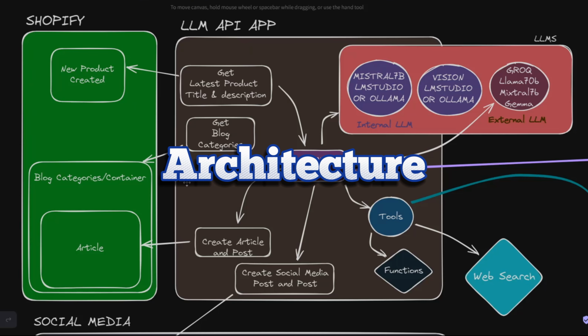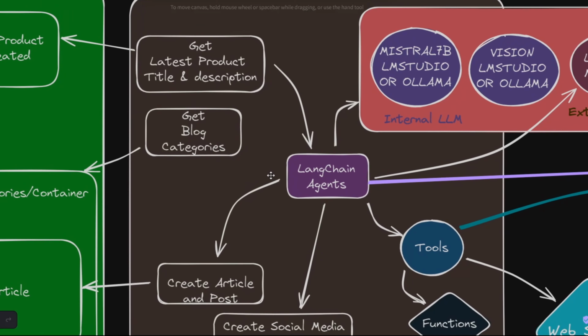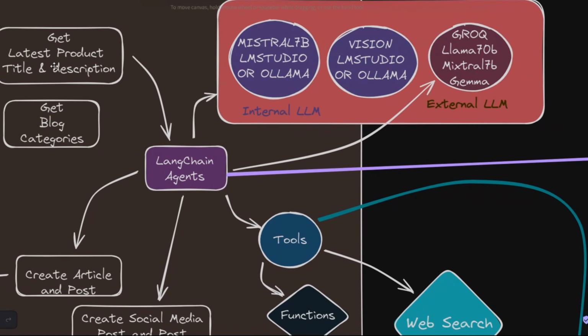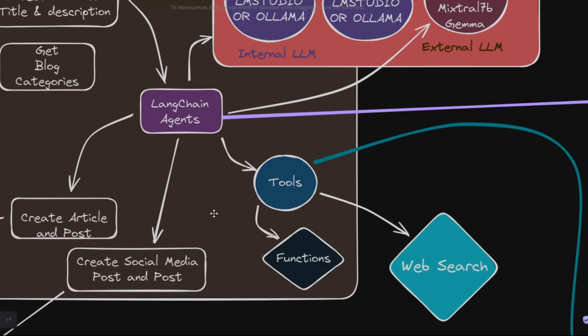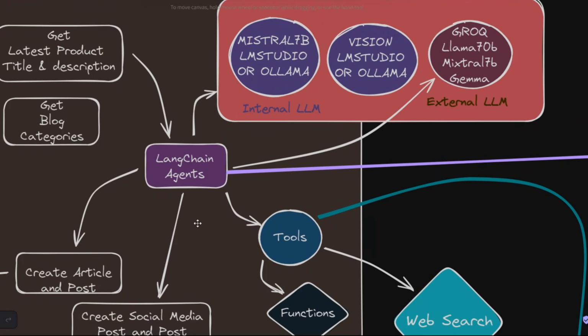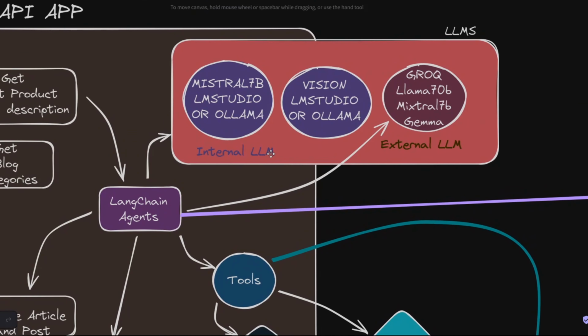Architecture, we have Shopify, new product created there. So the new product is created, we're going to get the latest product information, the title, the description. So in the middle we have the LLM API app with LangChain agents, getting those product information. It's an extended diagram, so there are also creation of social media posts, but we're not going to show it in this video, just to give you a broad view of it, the tools, the different internal and external LLMs.